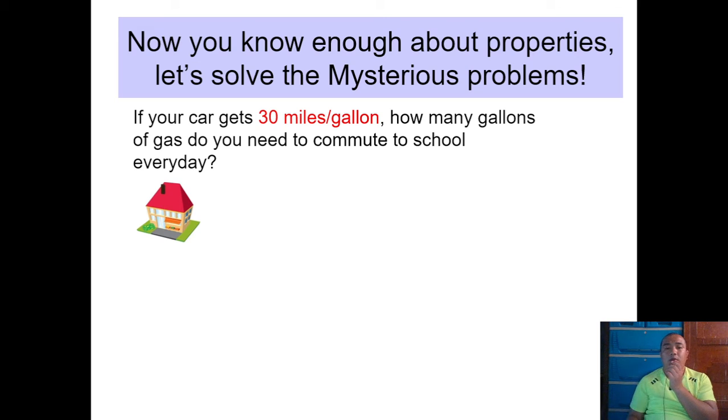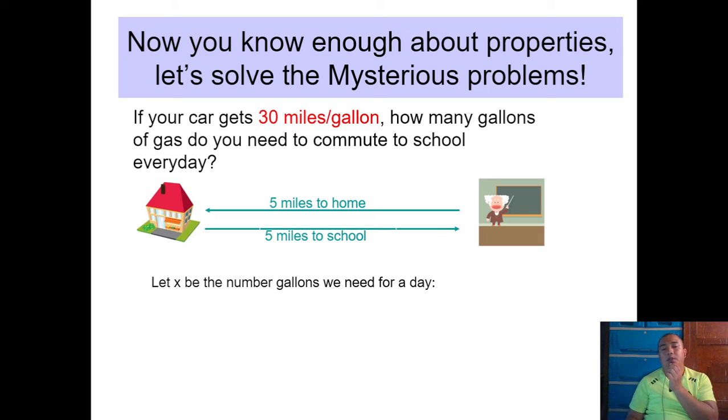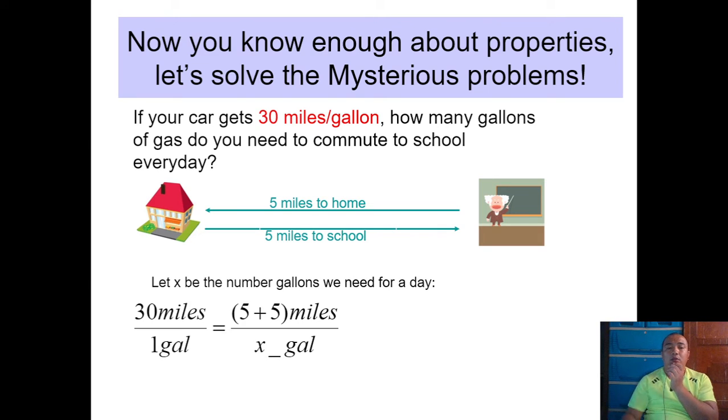If your car gets 30 miles per gallon, how many gallons of gas do you need to commute to school every day? Okay, from your house to school, it's 5 miles. From school to your house, 5 miles also. Let x be the number of gallons we need for a day. So 30 miles is 1 gallon. Well, 5 plus 5 miles is equal to x gallon. That will be our equation.